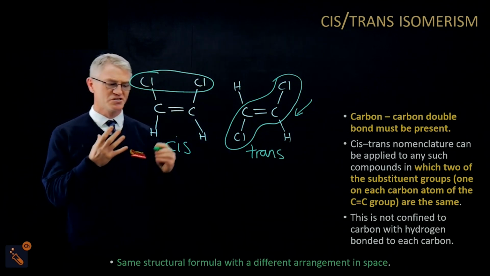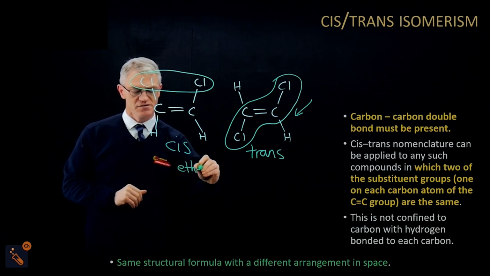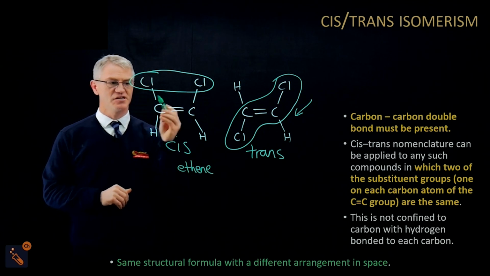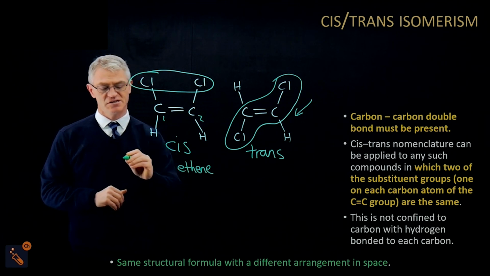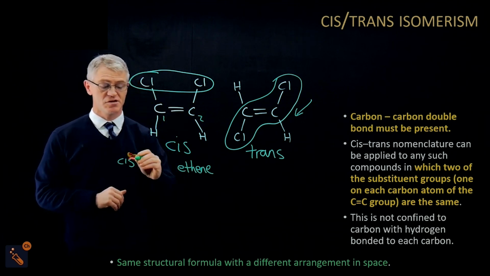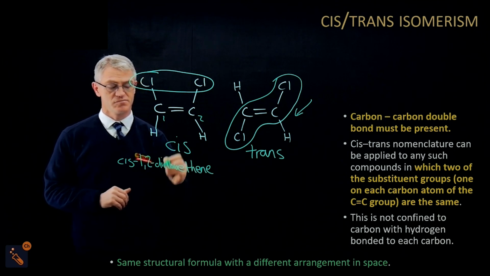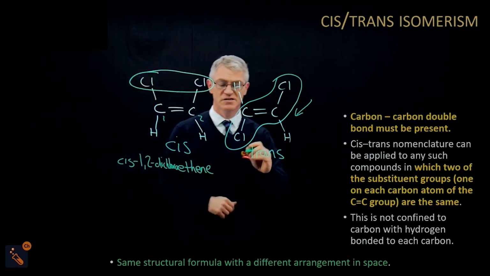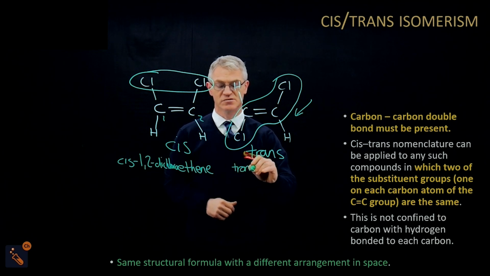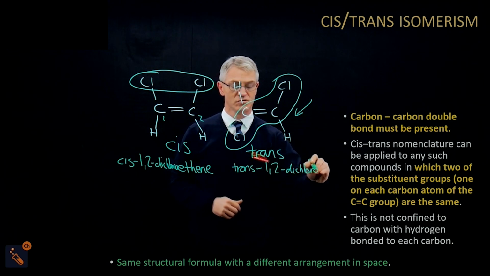All right. So what we can do is simply name these things and say, well, we know that that is ethene, and we know that the position is 1 and 2. So this would be cis, because it's on the same side of the double bond. And then 1,2, di, and we've got 2 chloros, chloro, ethene. Now if that's cis-1,2-dichloroethene, this would be trans-1,2-dichloroethene.